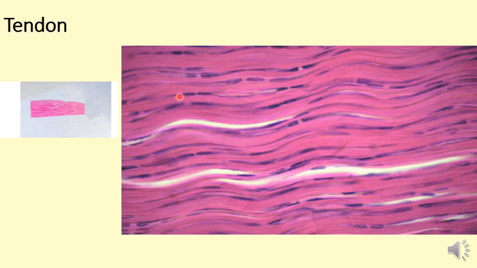Then we come to another type of connective tissue, which is the dense collagenous connective tissue. The example of dense collagenous connective tissue is the tendon. Dense collagenous connective tissue is formed of collagen bundles which are arranged parallel to each other. These bundles are separated by the nuclei of fibroblasts and fibrocytes, which are responsible for the formation of this type of collagen fibers.